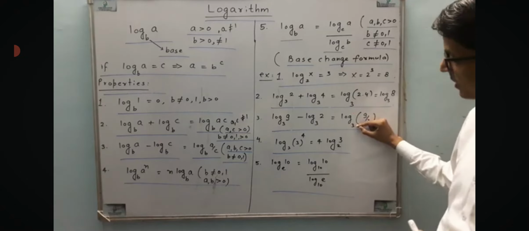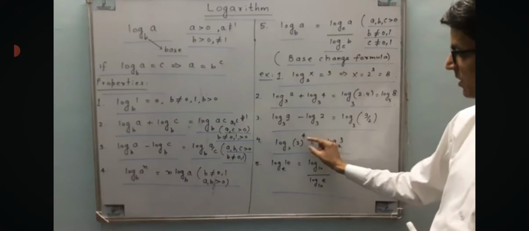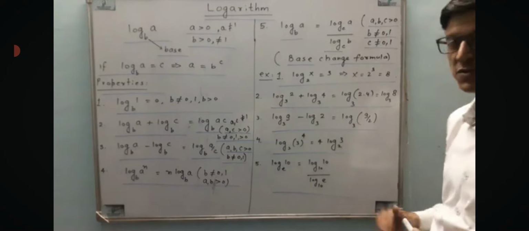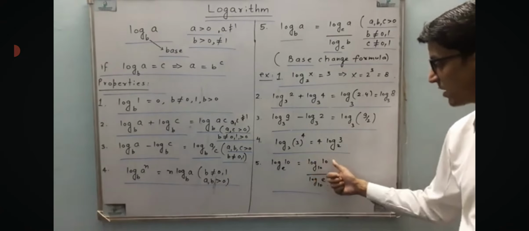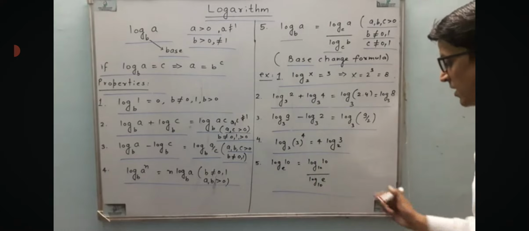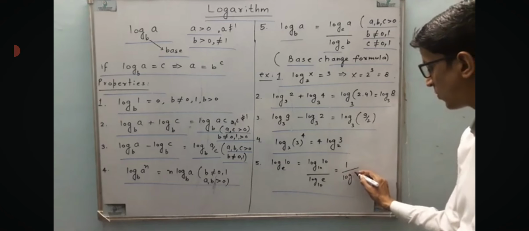Next, log 3 raised to power 4 to the base 2. It can be written as 4 log 3 to the base 2. Next is the base change formula. So log 10 base e can be written as log 10 base 10 divided by log e base 10, and this is 1, and this is 1 by log e to the base 10.